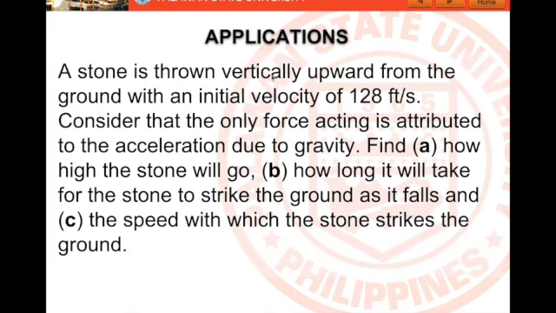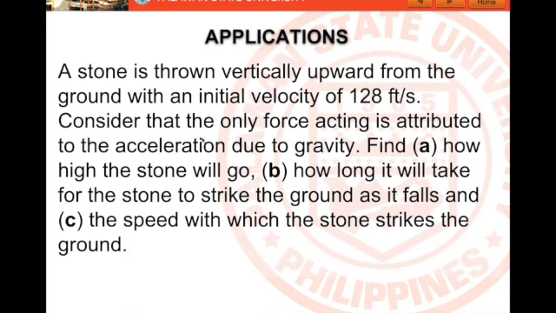Okay, so let's assume you throw it straight upward. Vertically upward, no angle. So vertical only from the ground, where the initial velocity is 128 feet per second. So now we are dealing with feet, the English system. Okay, feet per second.